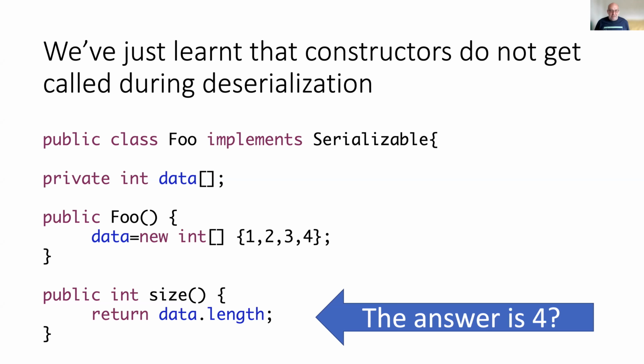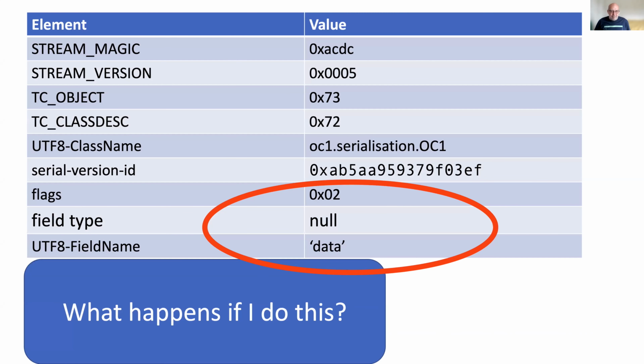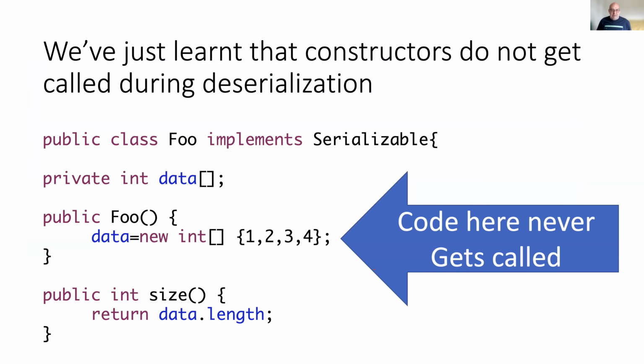So data.length, data gets populated, and when we ask how big it is, it says 4. So we get what we expected. But if I was to manipulate that byte stream and say that the contents of that field is now null. So I just put null in instead, right?